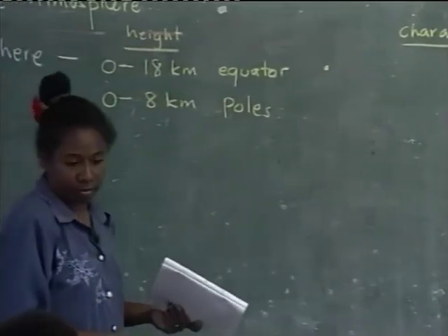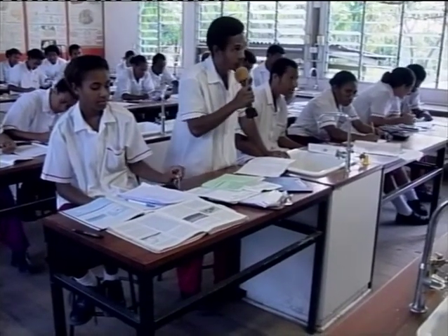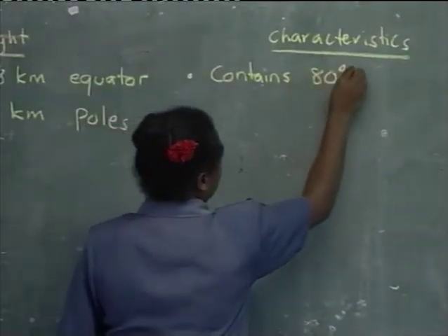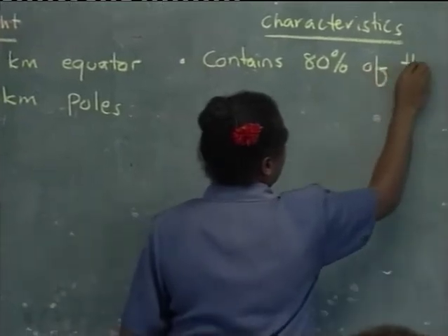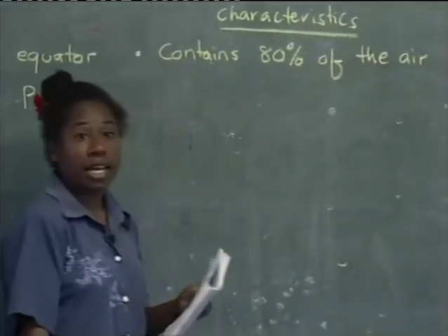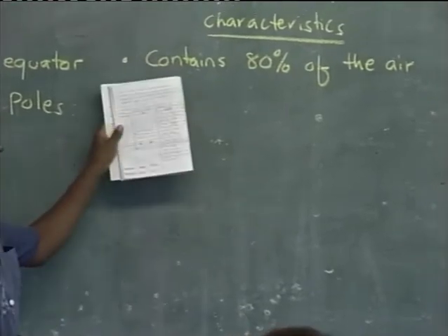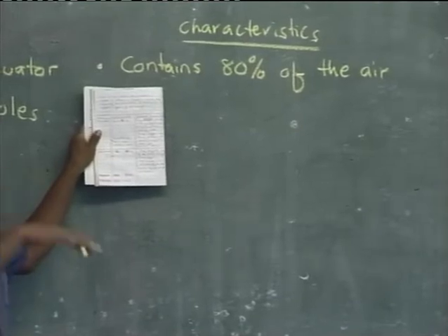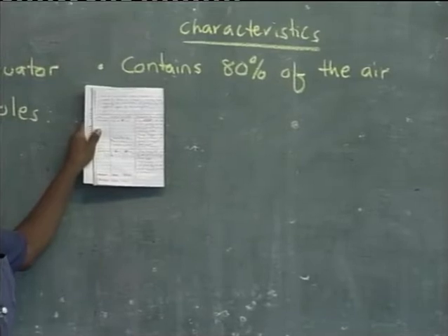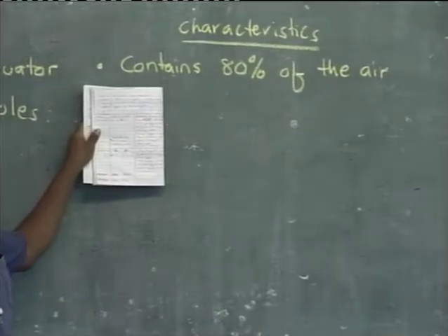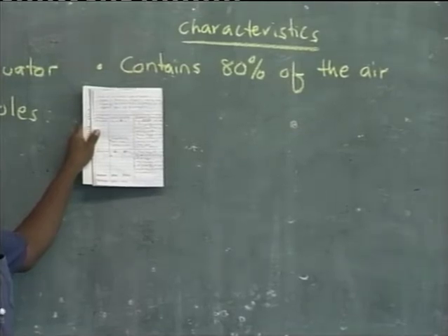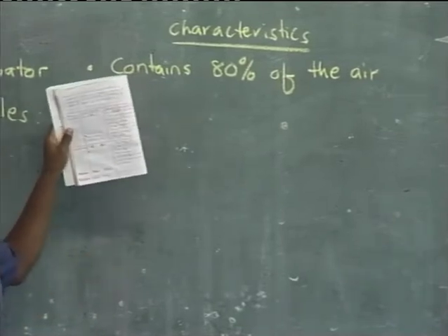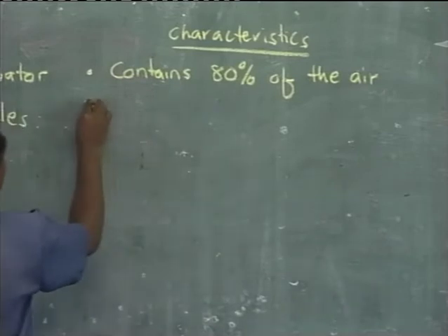Moses. Contains 80% of air in the atmosphere. Okay, so the troposphere, very important, contains 80% of the air in the atmosphere. So that is where most of the air is concentrated. That is also the reason why pressure is high on the surface, and it decreases as we go up higher. Very important characteristic mentioned there.